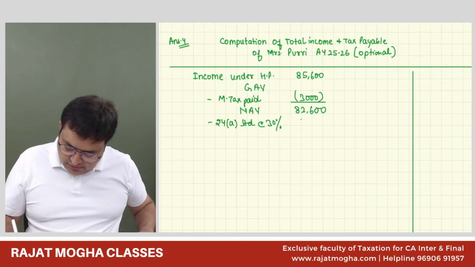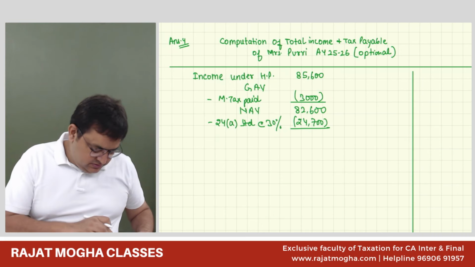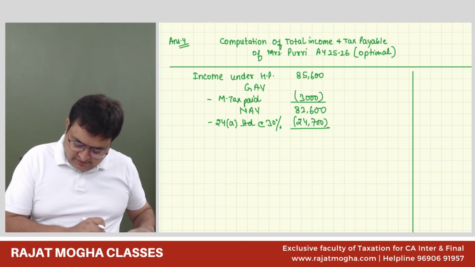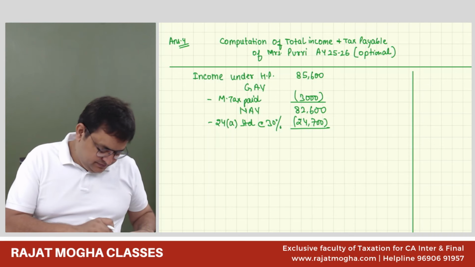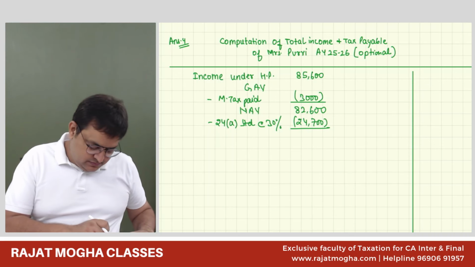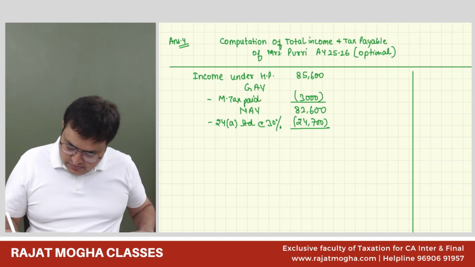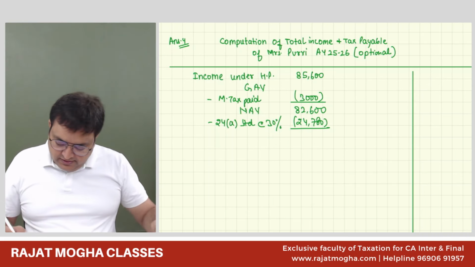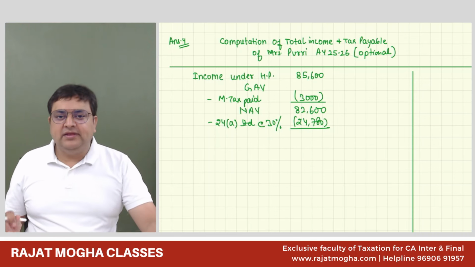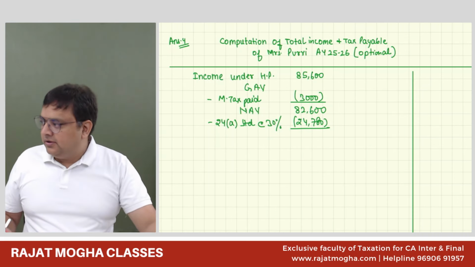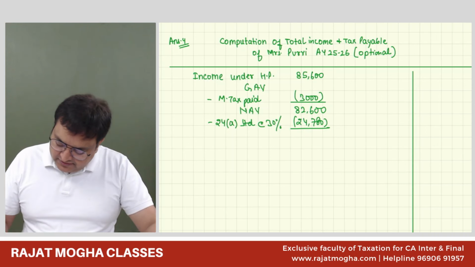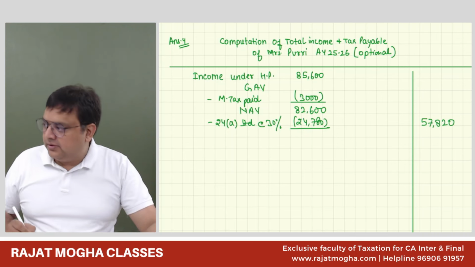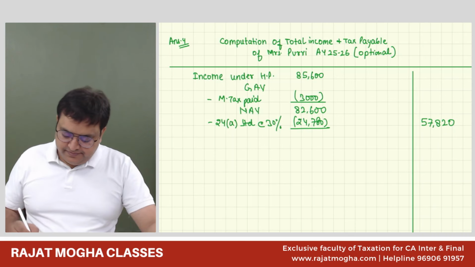24,780. 780. 57,820, and there is no interest on loan. So 57,820 is our house property income.